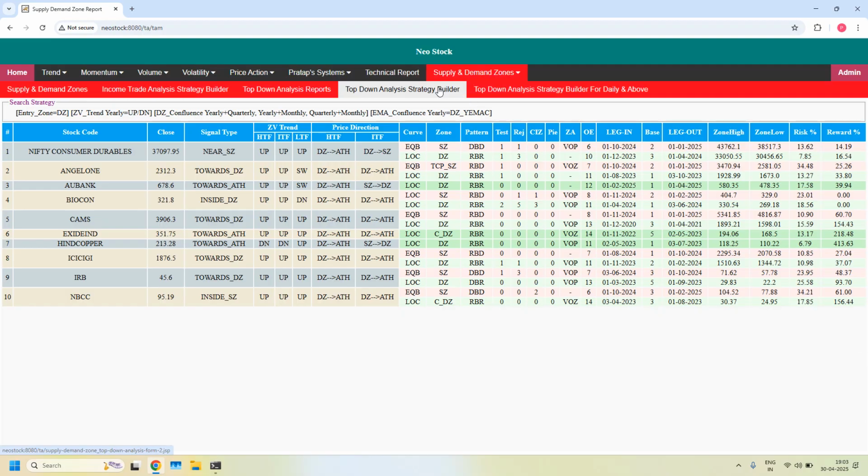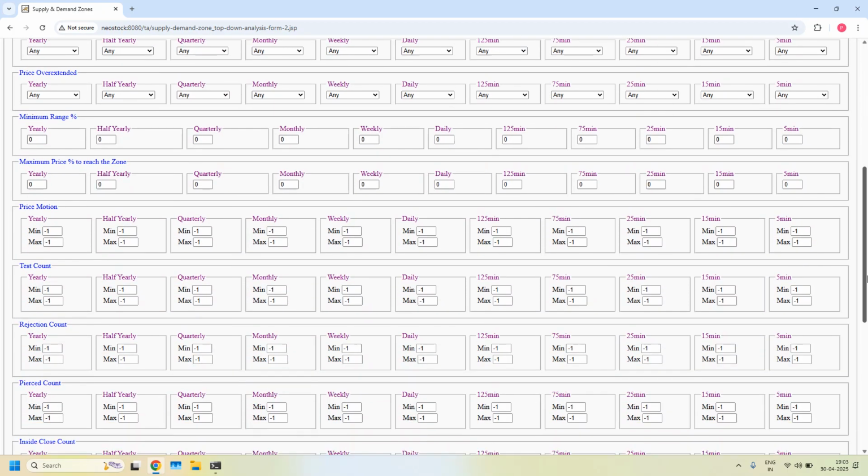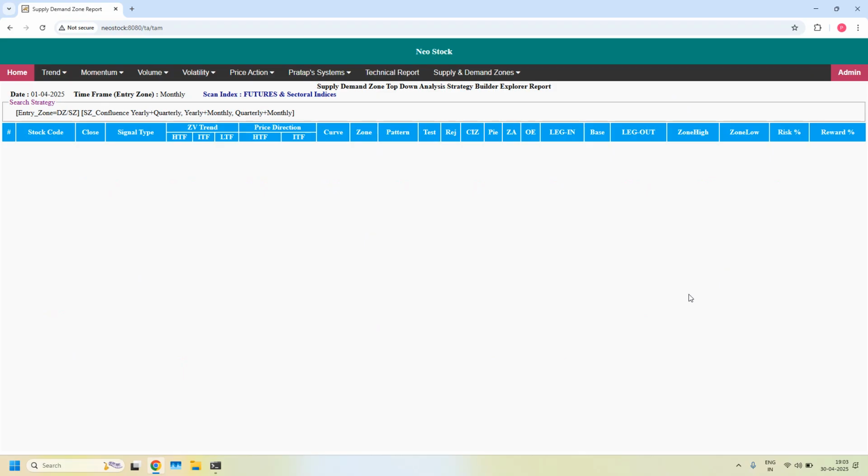Similarly, let us look into supply zone confluence. Monthly time frame, let us assume it is the entry time frame. Now monthly, quarterly and yearly supply zone confluence filters we have to select. First, monthly supply zone with quarterly supply zone confluence. Monthly supply zone with yearly supply zone confluence. And quarterly supply zone with yearly supply zone confluence. With all the 3 filters, we did not get any stocks.